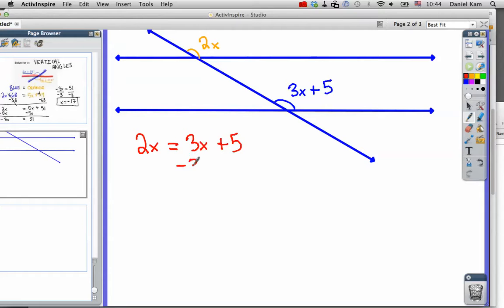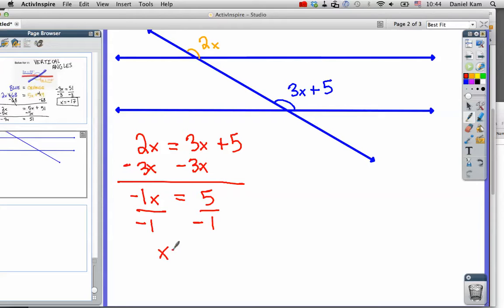If we subtract 3x to get the x's all on one side, 2 minus 3 is negative x, or negative 1x, equals 5. If we divide both sides by -1, x is going to equal 5 divided by -1, which equals -5. And so in this case, x equals -5.